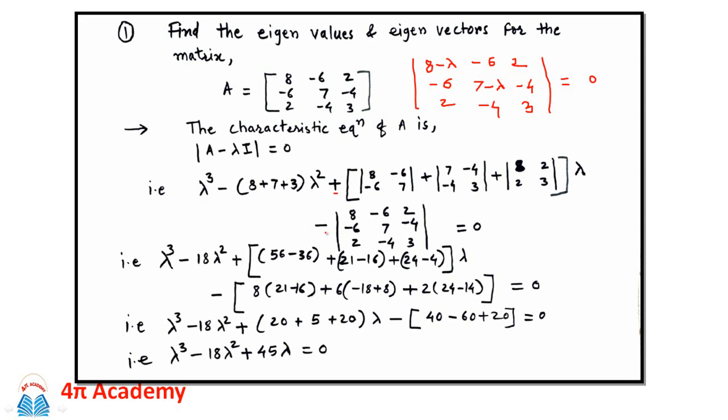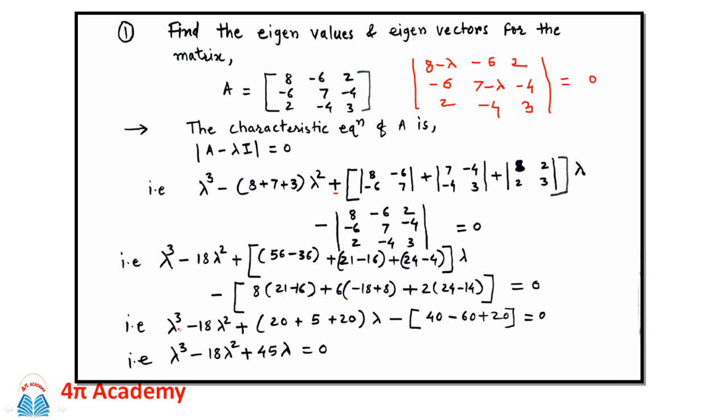Then the next sign is minus, and then finally the determinant of this A, and that will be equal to 0. So that will be lambda cube minus 18 lambda square plus this determinant will be equal to 56 minus 36, plus this determinant is 21 minus 16, plus this determinant will be 24 minus 4, times lambda, minus, solving this it will be 8 into 21 minus 16, minus this will become plus 6 into minus 18 plus 8, plus 2 times 24 minus 14, and this should be equal to 0.